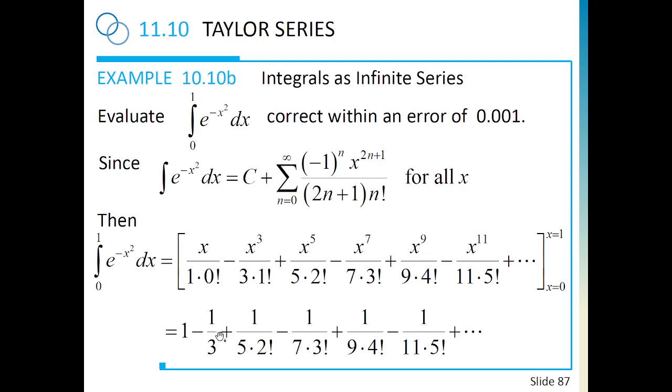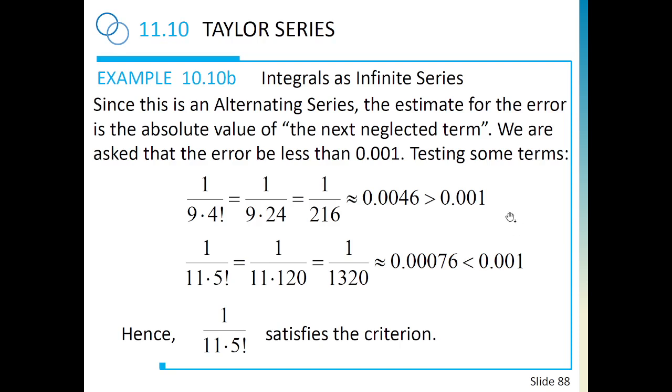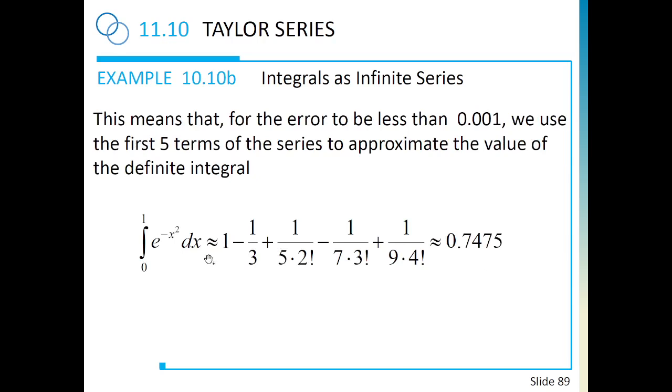We remember this is an alternating series. If I stop here, the error is smaller than the next term, and the next term happens to be this, which is smaller than what they required from us. So that's the logic. I will add the first 5 terms and get an approximation, and this approximation is correct within 0.001. So that's one type of question.